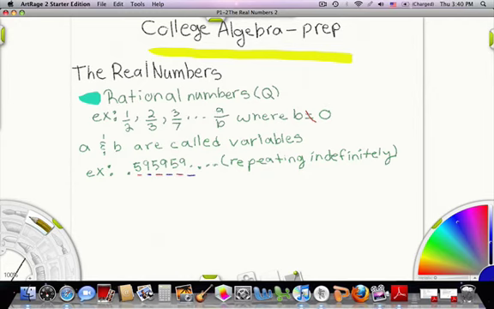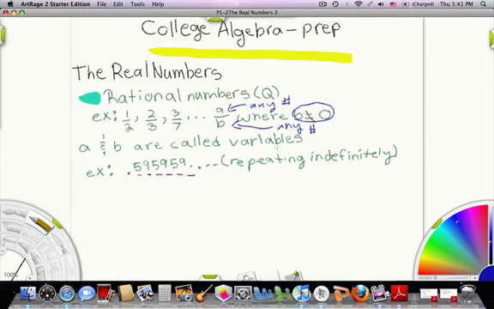But it usually takes the form of a over b, where a is any number, and b is also any number, but b cannot equal 0, because if b equals 0, then this whole thing is undefined. If you divide these two, it needs to become some number. It can't be undefined. Here a and b are called variables.